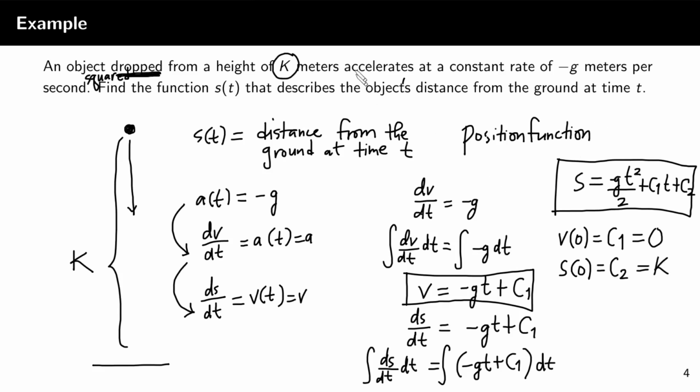So, pwede na natin ngayong masulat yung ating final solution. Gamit ako ng blue. So, the function now, which describes the object's distance from the ground at time t, is given by s, which is equal to negative g t squared over 2 plus c sub 1, which is 0. So, makakancel lang to. Itong pangalawang term. And then plus c sub 2, which is equal to k.